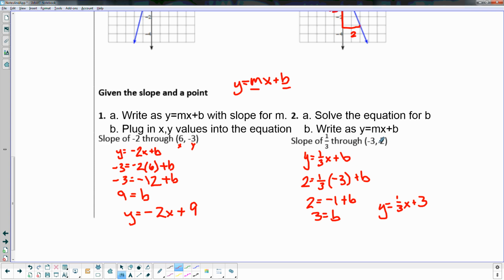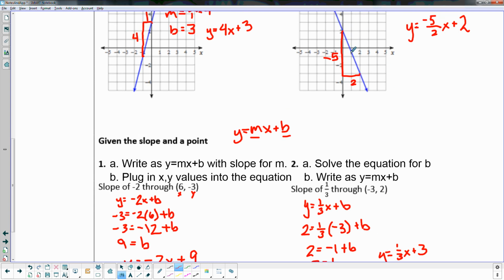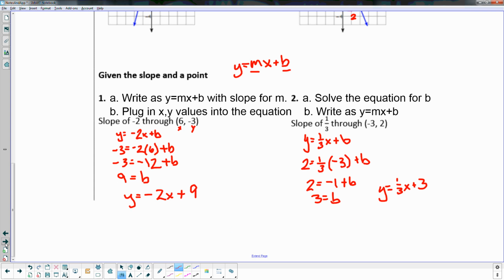So notice that we plug in x and y at one point to figure out, we use one case of an x and y. There's a bunch of points that they could have given us. All the points on this blue line would make the two sides of this equation equal, but we have a missing piece. We have a missing y-intercept, so that's why we plug in those values and solve for that b to figure out what it is. Okay.